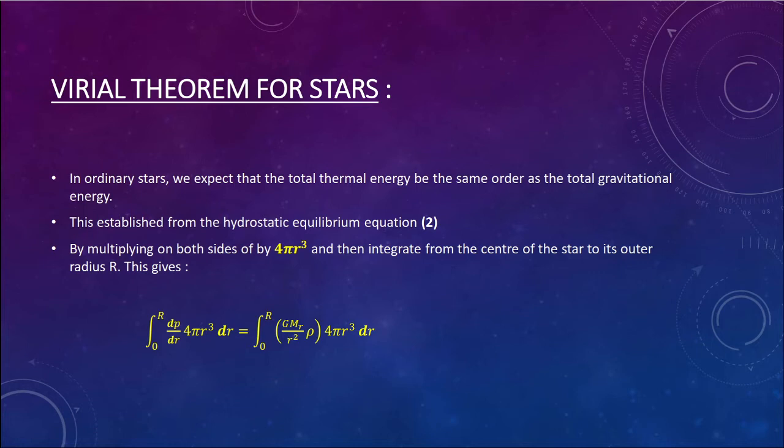This can be established from the hydrostatic equilibrium equation, that is, the second stellar equation which we have just derived. In that equation, we multiply both sides by 4 pi r cubed, and then integrate from the center to the outer radius R, and we get this equation. It is just a small integration. Next slide, please.